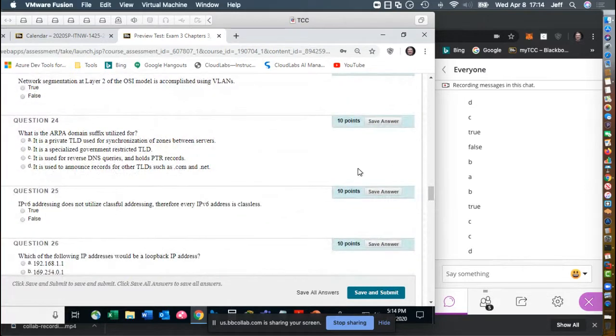Network segmentation at layer 2 of the OSI model is accomplished using VLANs. Actually, that is true. VLANs create different networks and separate the layer 2s because they're each separate networks, and then you need a router at layer 3 to talk between them. So it is true. That's okay. Yeah, you were on a roll. All right. What is the ARPA domain suffix utilized for?